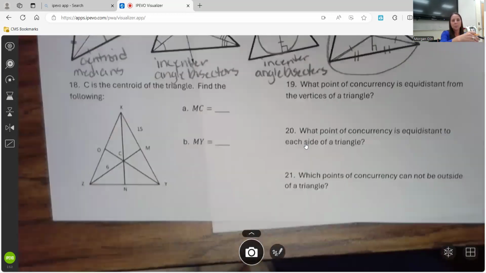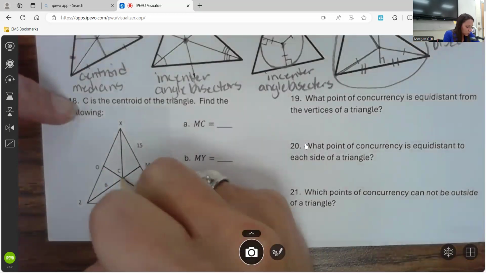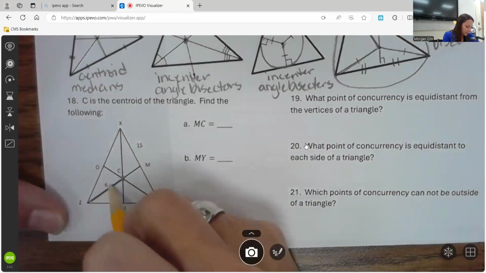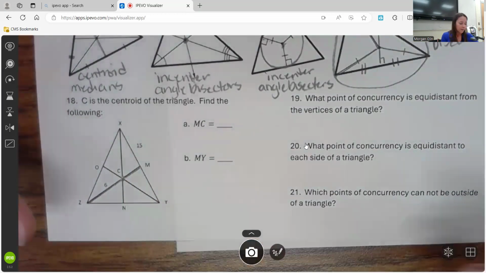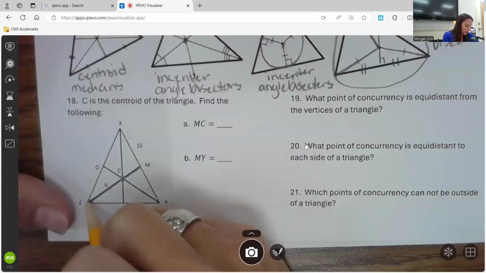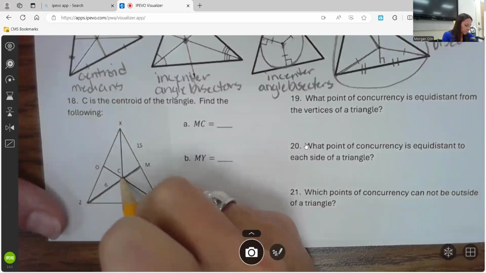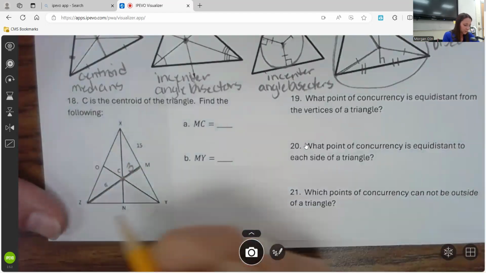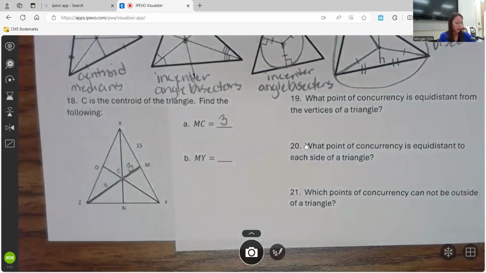Some more questions about the points of concurrency. So let's go to 18. Now, this is called the centroid. One of the things you have to know about the centroid is this segment right here is 2/3 of that segment. Notice which one's bigger. The bigger one is from the vertex to the point. So if you take half of that, which is 3, that's going to be the length of CM or MC.